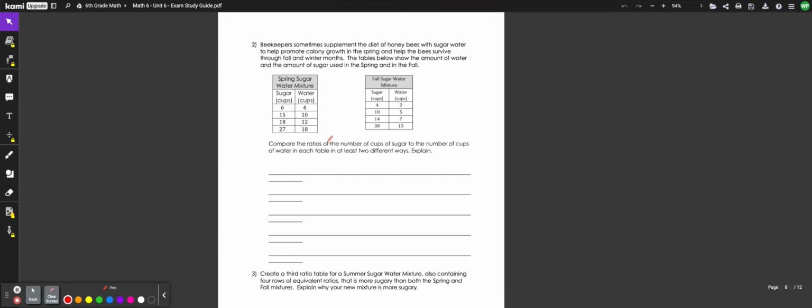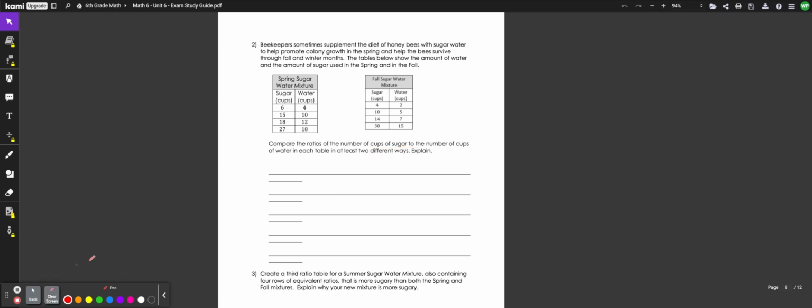Alrighty, taking a look at the following. Beekeepers sometimes supplement the diet of bees with sugar water to help promote colony growth in the spring and help the bees survive through the fall and winter months. The table below shows the amount of water and the amount of sugar used in the spring and in the fall. We want to first compare the ratio of the number of cups of sugar to the number of cups of water in each table in at least 2 different ways.